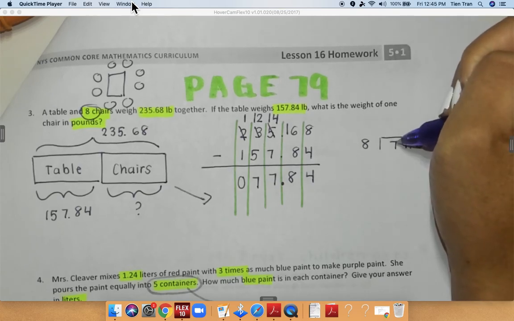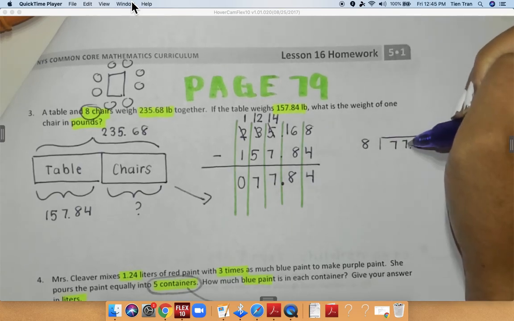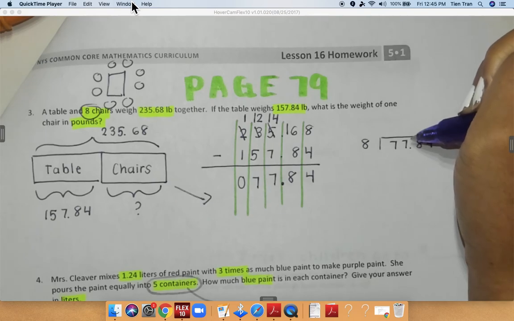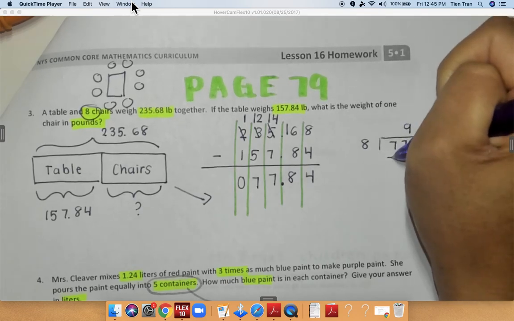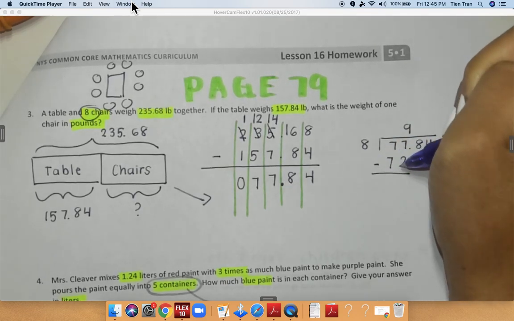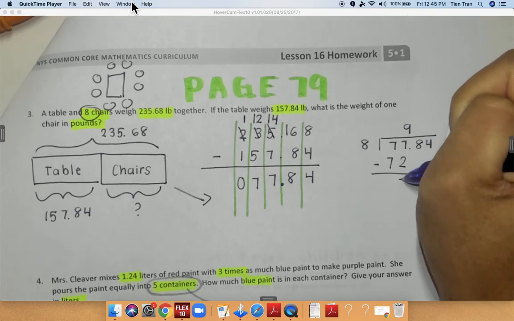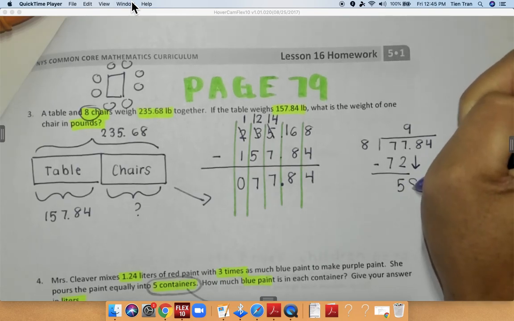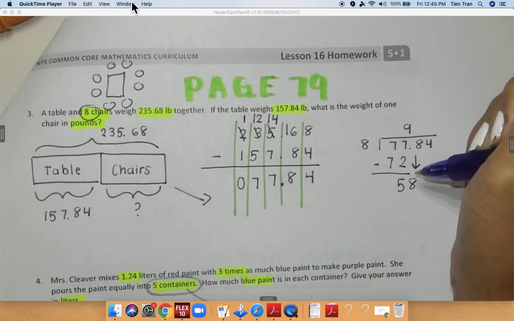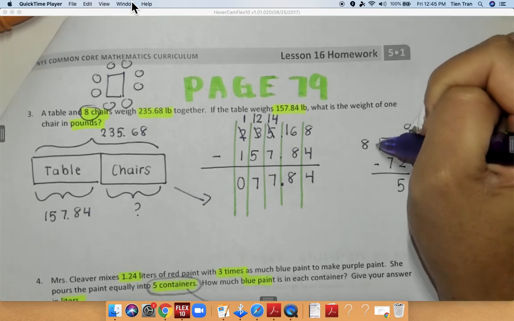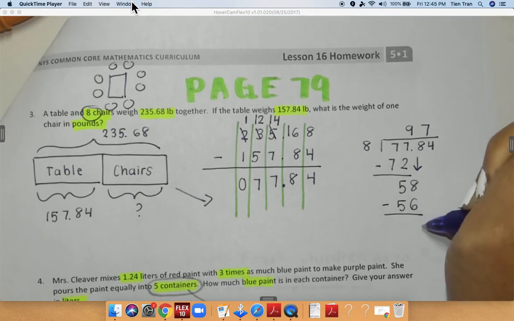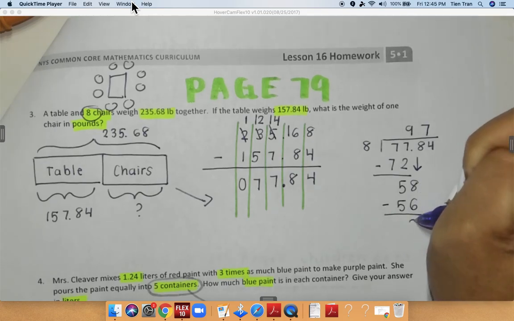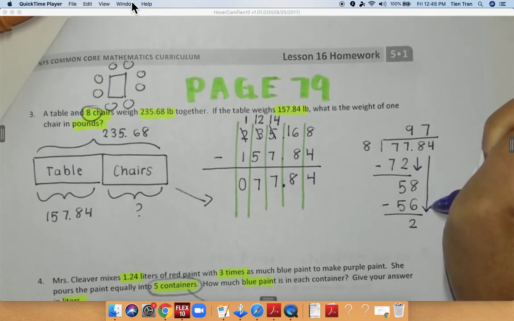8 cannot go into 7, but 8 can go into 77. 8 can go into 77 how many times? 8 can go into 77 9 times. 8 times 9 is equal to 72. Subtract. 7 minus 2 is equal to 5. Bring down my 8. 8 can go into 58 7 times because 8 times 7 is equal to 56. 58 minus 56 is going to give me 2. I'm going to bring down my 4.